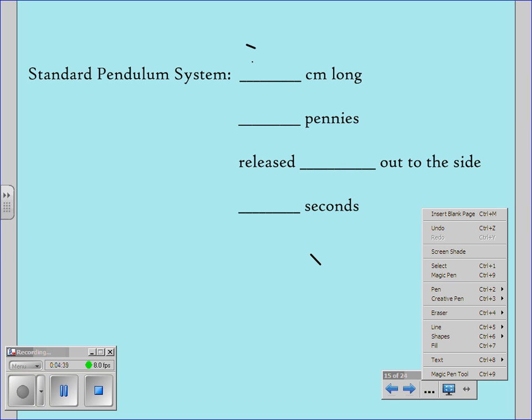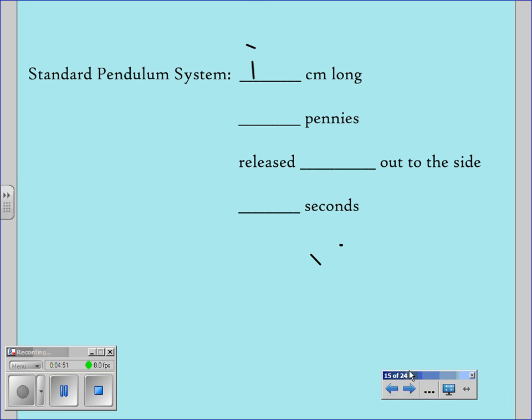What we did in class, it is 38 centimeters long. We used one penny. We released it straight out. And we did that for 15 seconds. That is our standard. Everything else we will compare to that.